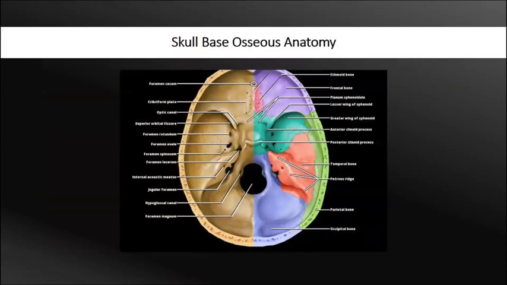Here is a graphical depiction of skull base osseous anatomy. The anterior skull base is comprised of the frontal bone and extends to include the planum sphenoidale, and the posterior margin is formed by the anterior clinoid process. The central skull base extends from the lesser wing of the sphenoid to the petrous ridge and transmits cranial nerves 2 through 6. The posterior skull base extends from the dorsum sella to the occiput, and it transmits cranial nerves 9 through 12.